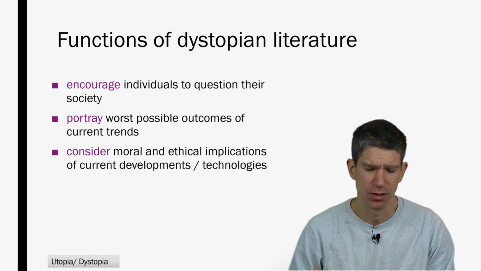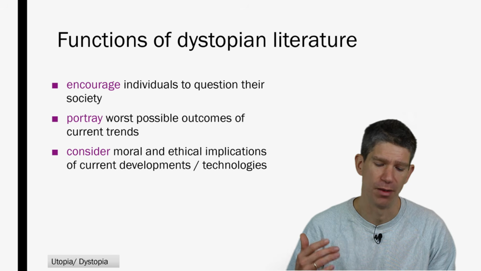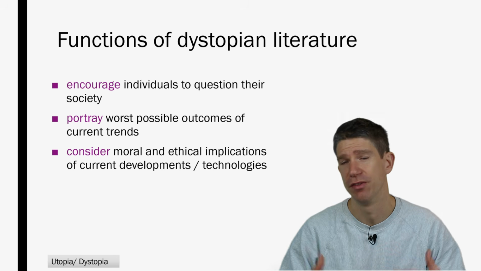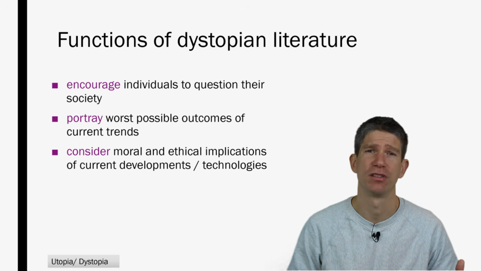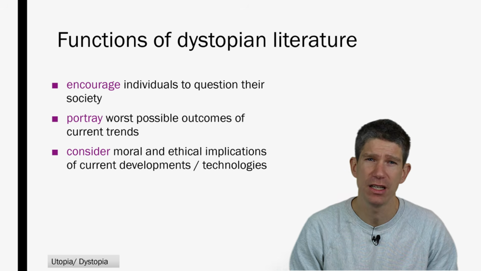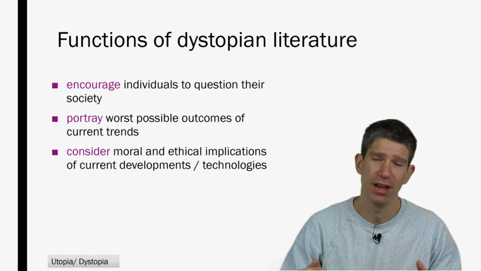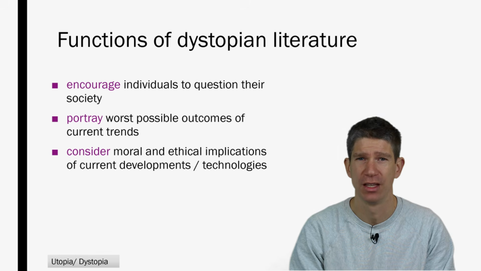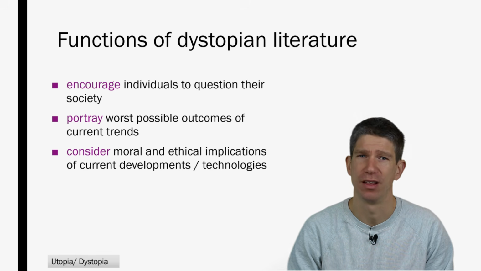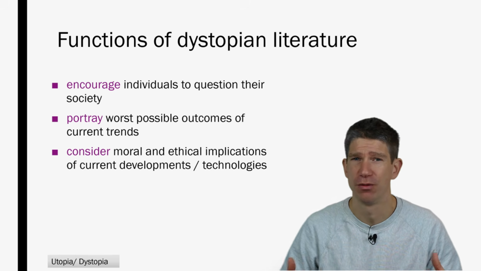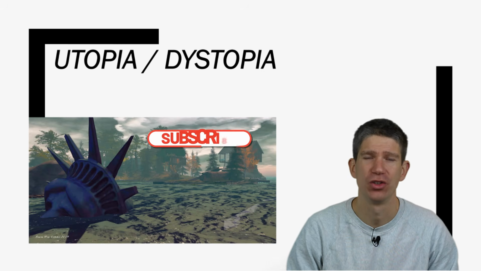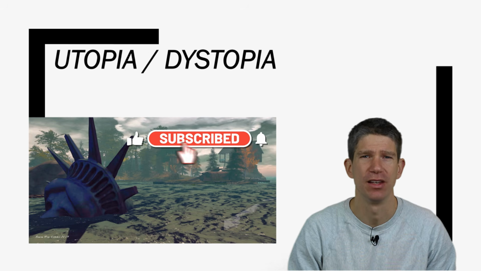Also, dystopian literature lets us consider moral and ethical implications of technologies or developments we have today. Think of, for example, genetic engineering, where if that was taken to the extreme, if it was really developed quite well, quite functioning, what about cloning of humans and so forth? So what kind of moral problems could this create? So this is my little introduction to Utopia, Dystopia and literature.